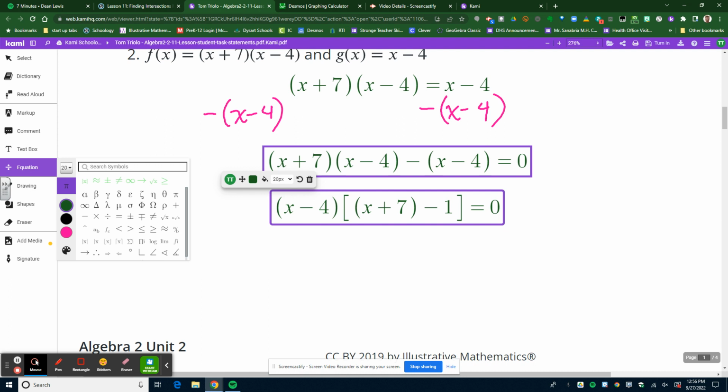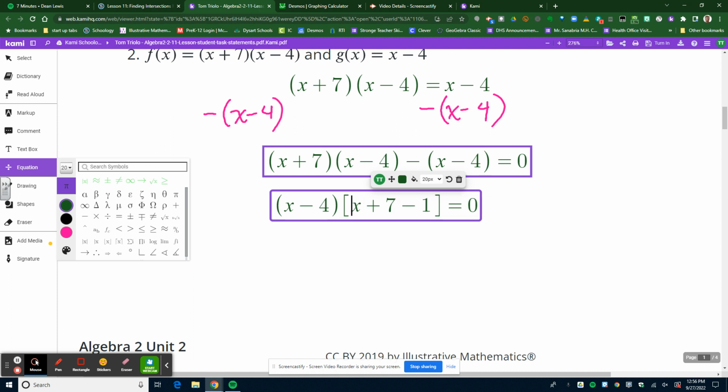This is the hardest part. This takes a little bit of thought. Okay. So I have 2 x minus 4s. I factor out 1. I have x minus 7, and then I have minus 1, because 1 times x minus 4 is x minus 4. Now what do you think you're going to do inside the brackets? I have x plus 7 minus 1. Do I even need the parentheses anymore in here? Nope. We do the 7 and the 1.